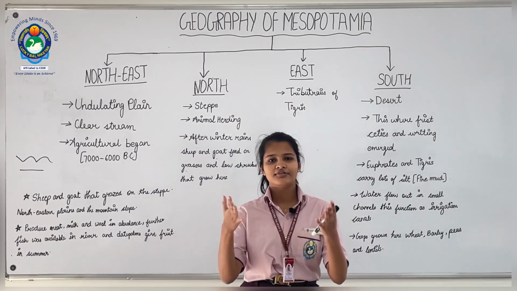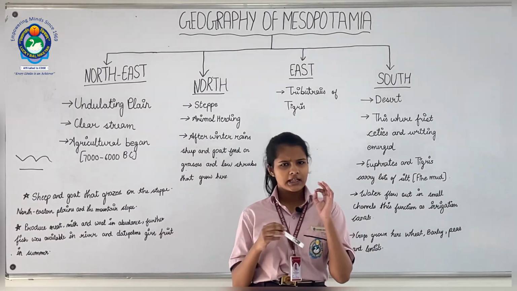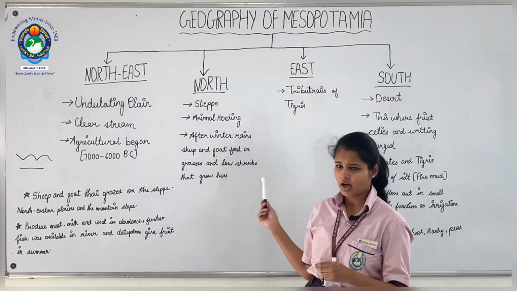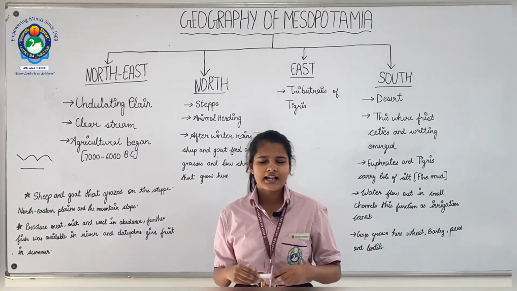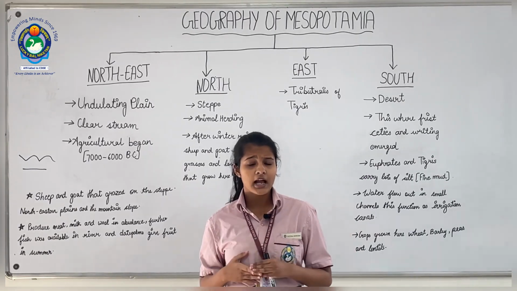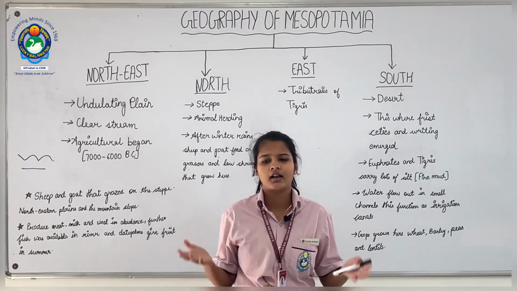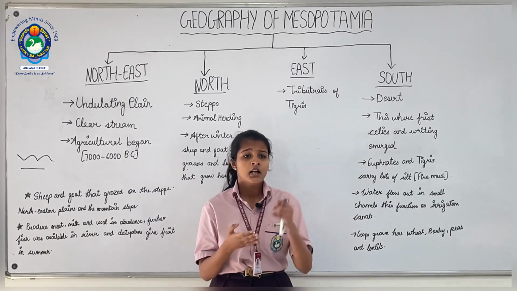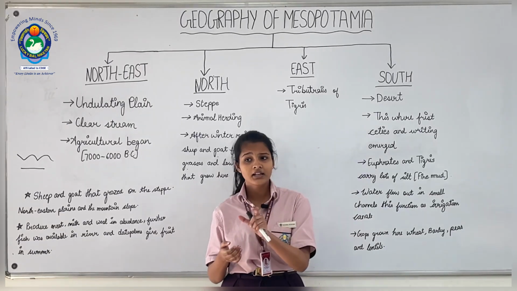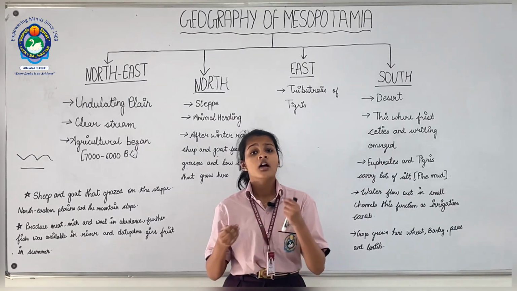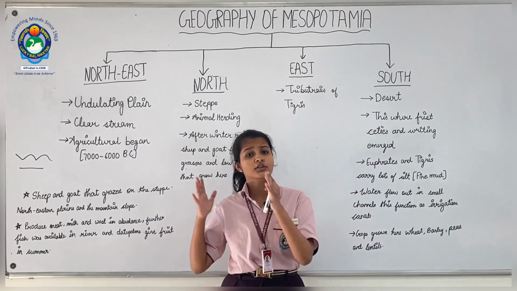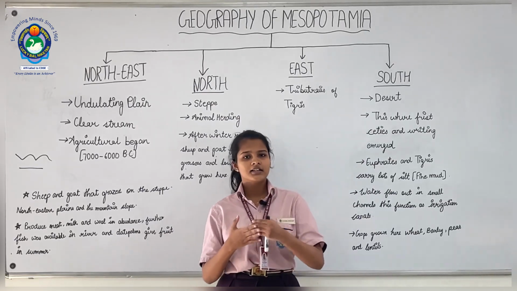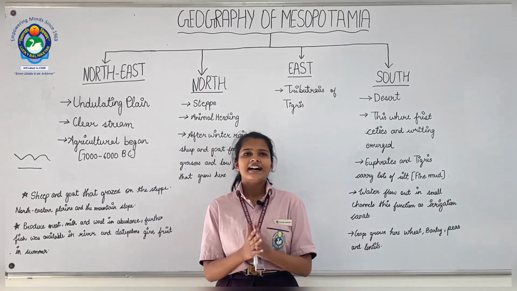Today I am here in front of you all to give you a brief explanation of the topic Geography of Mesopotamia. But before we start, let's have a quick recap of Mesopotamia and why we study Mesopotamia. Mesopotamia is a word derived from a Greek word: Mesos means middle and Potamus means river. The land between two rivers is called Mesopotamia, and the two rivers are the Tigris and the Euphrates.